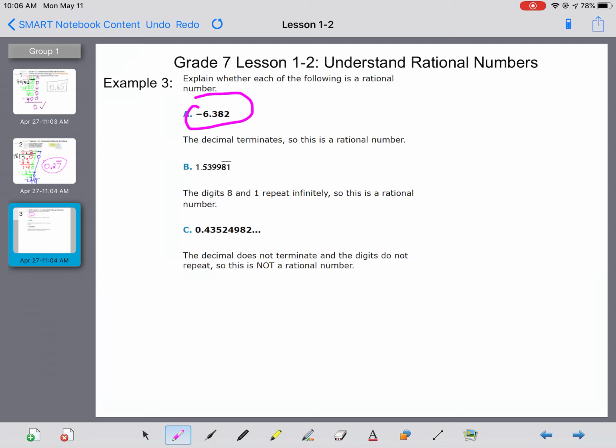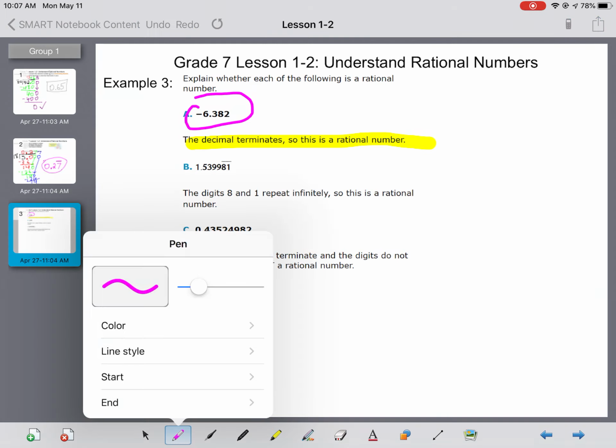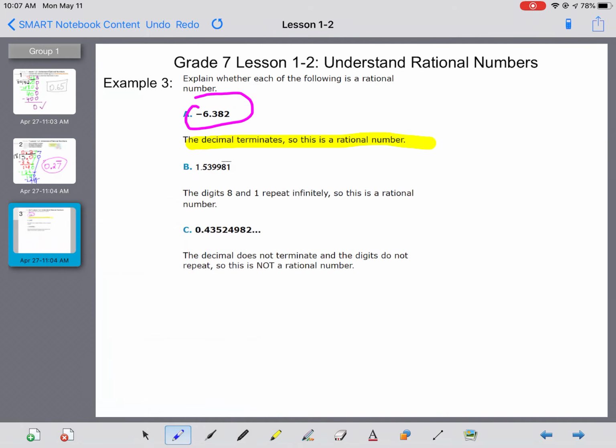It doesn't have dots next to it. This just stops. So this decimal terminates. So I'm going to highlight this. This decimal terminates. So yes, this is a rational number. Yes, it is. Okay, let's look at B. B does not terminate. So I'm going to circle B so we can all look at the same place. So B does not terminate.